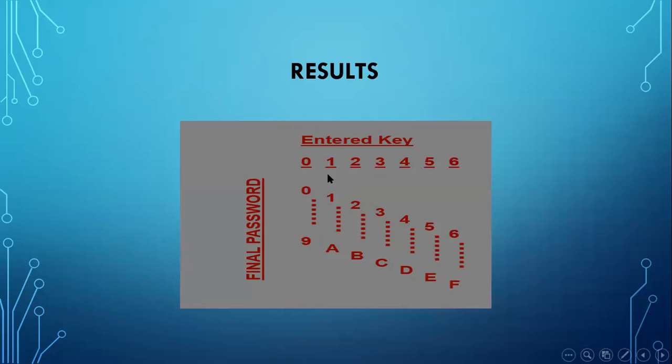If the enter key is 1, the range is from 1 to A. If it's 2, from 2 to B. And so on. When it's 6, the minimum is 6 and the maximum is F. So the final password is going to be a hexadecimal number, but the looping of the possibilities is a loop of 10, not a loop of 16. That's the only difference, depending on the time.